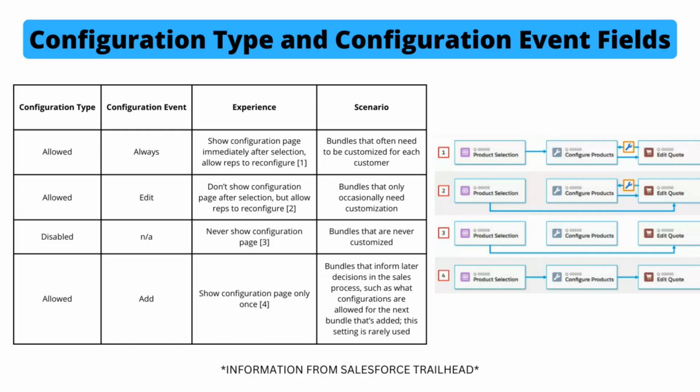The last combination we have on our table is configuration type allowed and configuration event add. This setting is rarely used because it only allows product configuration when the product is first added and does not allow for reconfiguration. As you can imagine, sales reps often need to make adjustments based on changes in customer needs or preferences, so there aren't too many good use cases for this combination. Nevertheless, I'll still demonstrate what happens in Salesforce.